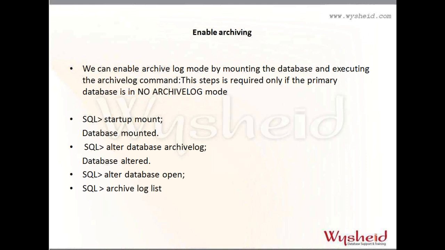By giving the archive log list command, we can find out whether our primary database is in archivelog mode or not. Also, we can view it from v$database, that is, select log_mode from v$database. That will also display whether the database is in archivelog mode or not. Is that clear? Yeah. Okay.